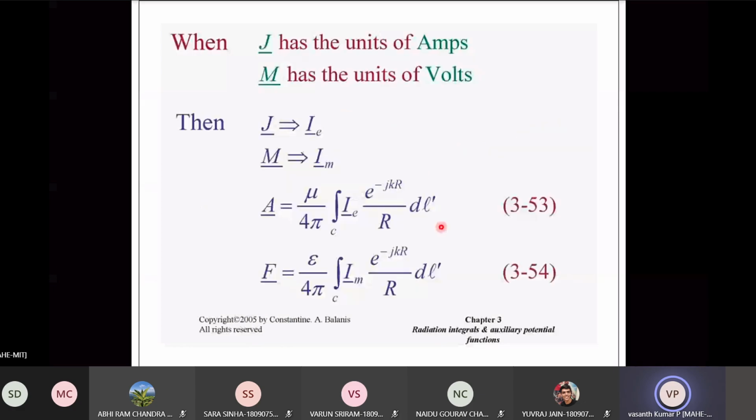DL dash is the elemental length of the point source. Okay. We consider different points by doing this integration. We consider different points on the line carrying the current, and then vectorially add this. So A is the magnetic vector potential, F is the electric vector potential.